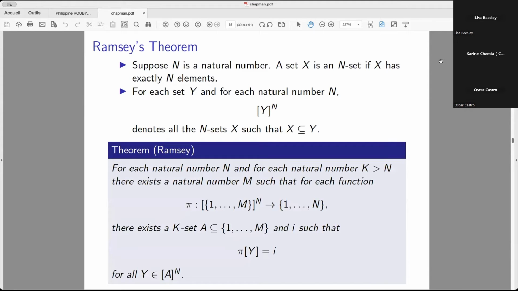So there's Ramsey's theorem. For every natural number n, and for each natural number k bigger than n, there exists, too many quantifiers, a natural number m, so that if you color the n sets from 1 up to m with n colors, you can find a k set, all of whose n sets are colored the same. So if you've seen this, you know it. If you haven't seen it, don't worry about it. I'll strip off a quantifier.